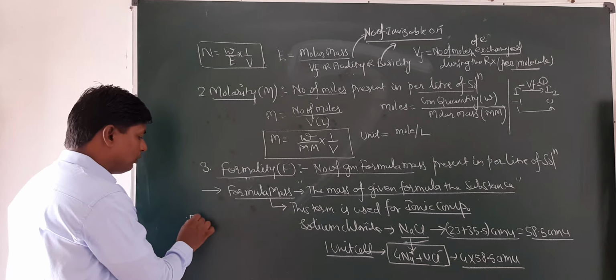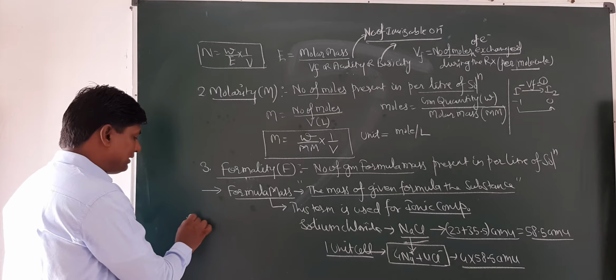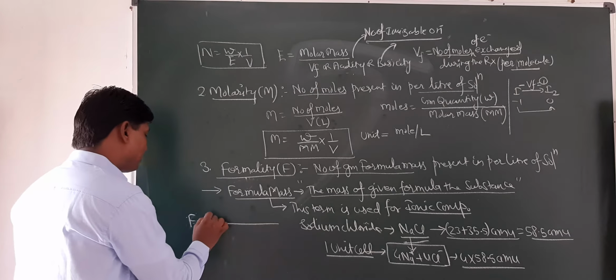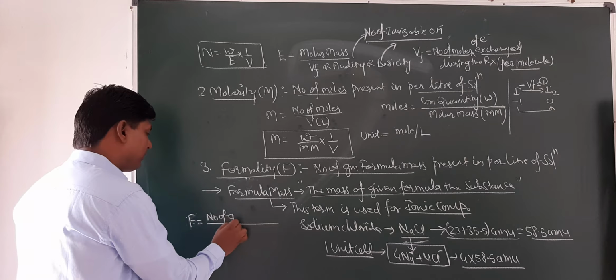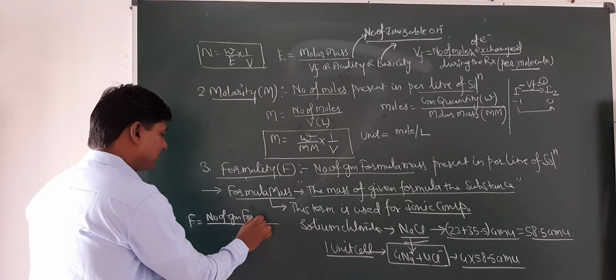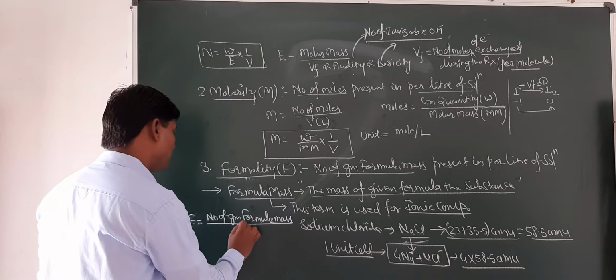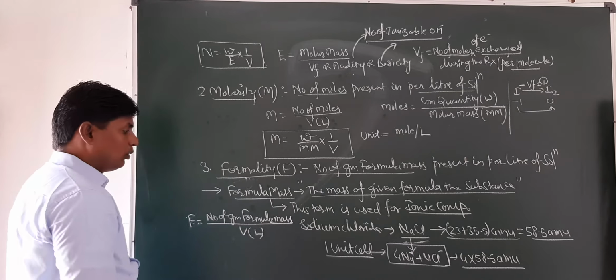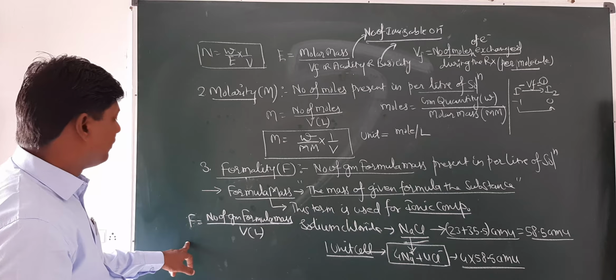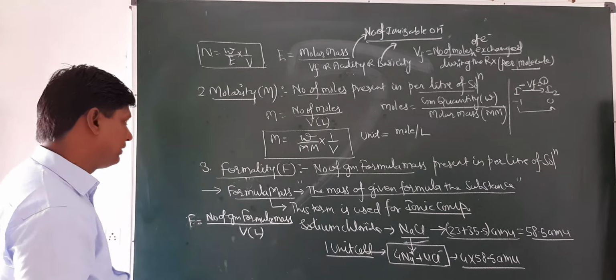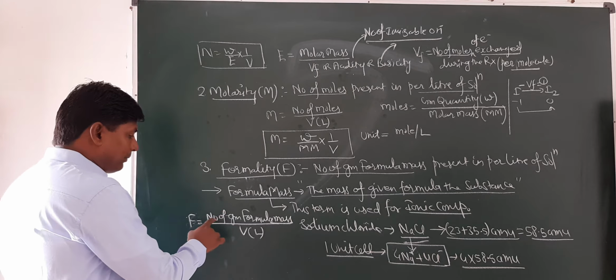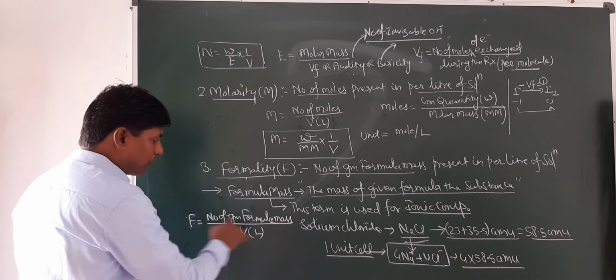Formality is equal to the number of gram formula mass divided by volume. So this is the formula of formality, like normality and molarity. And now I am replacing here the number of gram formula mass.